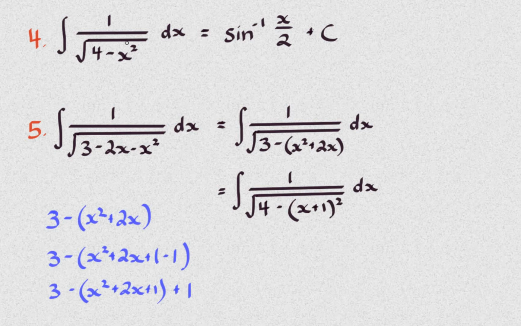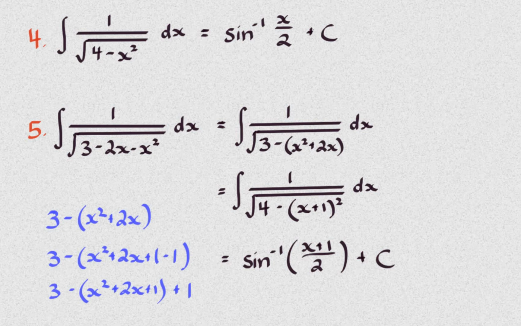And we have it in the form that we saw in example 4. So we can go ahead and use inverse sine now. So we have inverse sine of x plus 1, that's our little f of x, over a, or over 2 for us, plus our constant. And there we go.